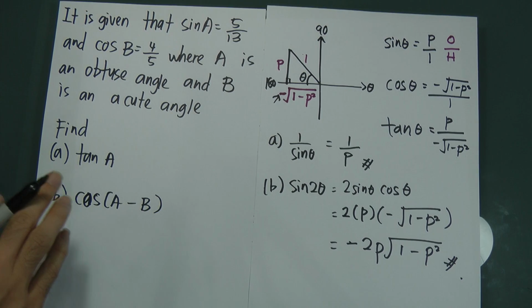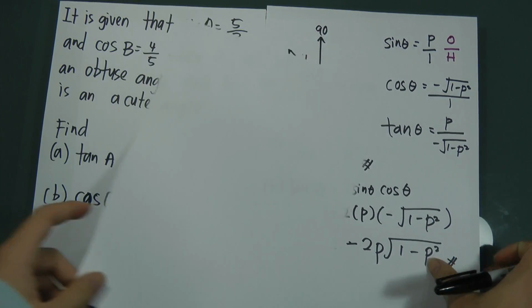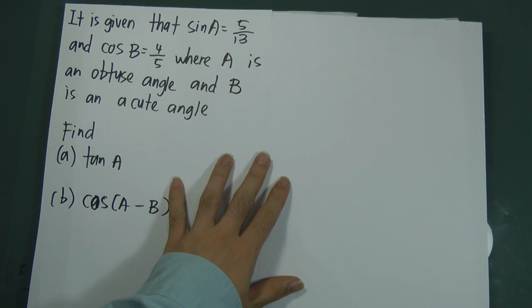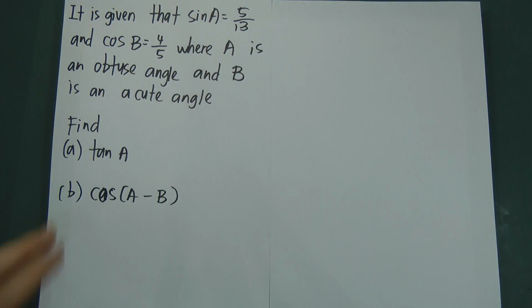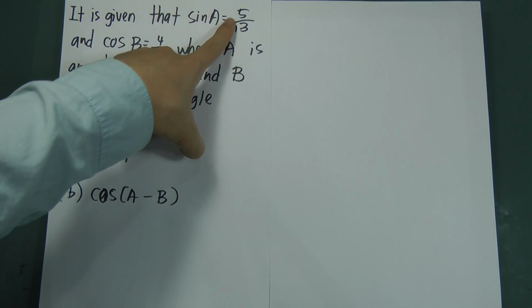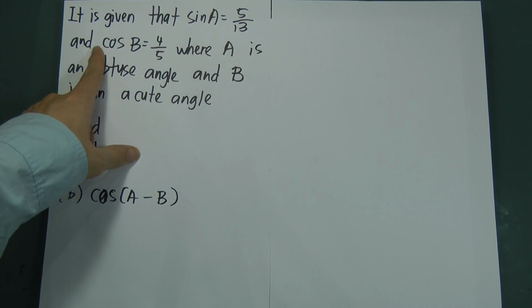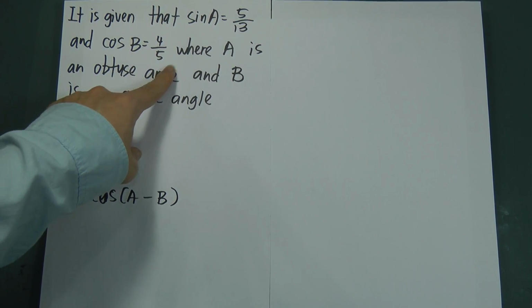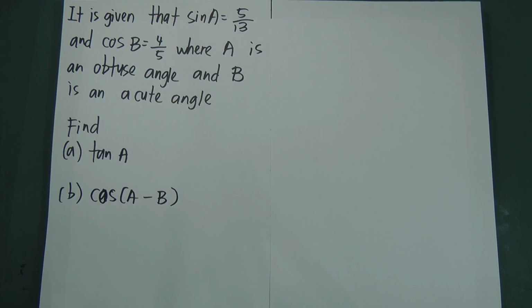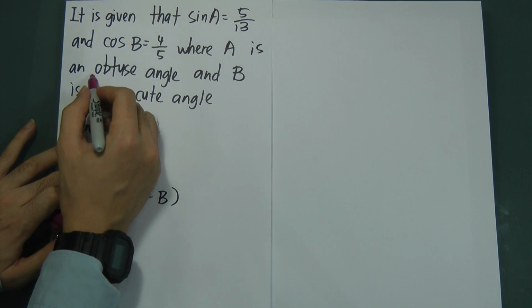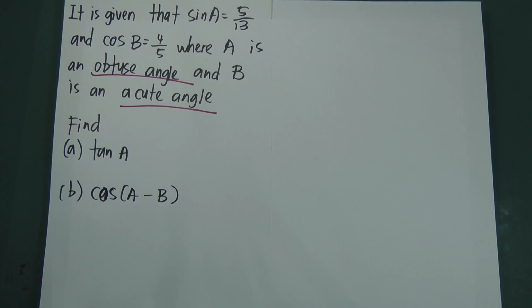The second question says it's given that sine A equals 5 over 13, and cos B equals 4 over 5, where A is the obtuse angle and B is the acute angle. Of course, before I start the question, you must understand what an obtuse angle is and what an acute angle is. If you have never heard about this, please write it down.